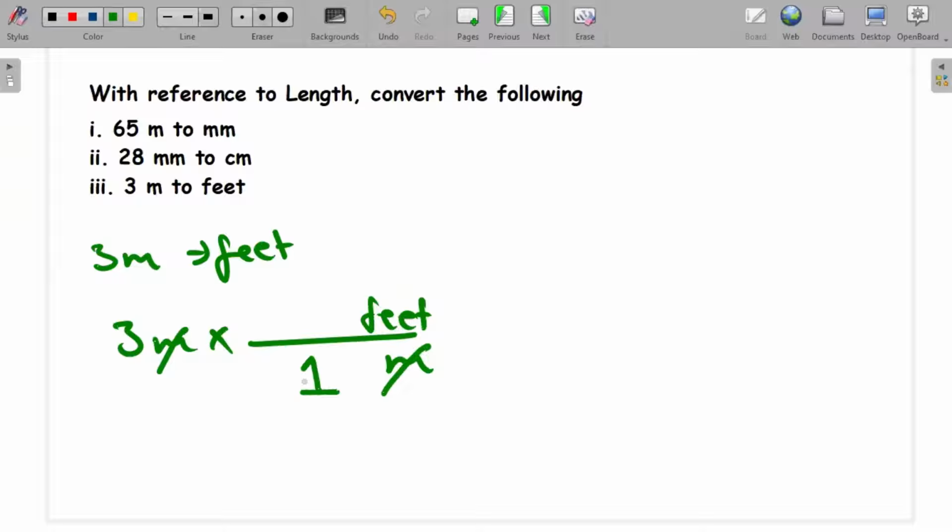Anyone with an idea? I know this is so random. Even in an exam, if they were to ask you about this one, they should give you a conversion factor at the end, because this is not very common. So 1 meter is actually equal to 3.28 feet.